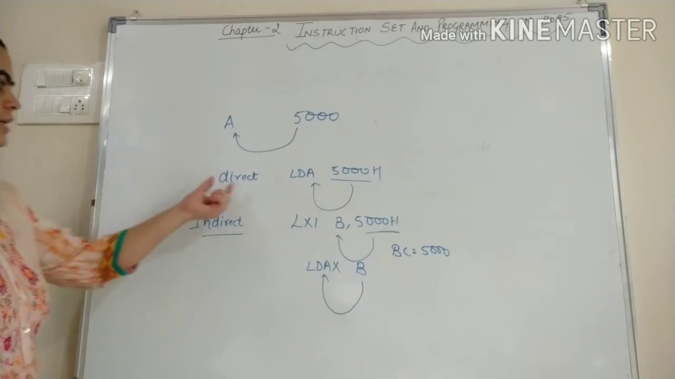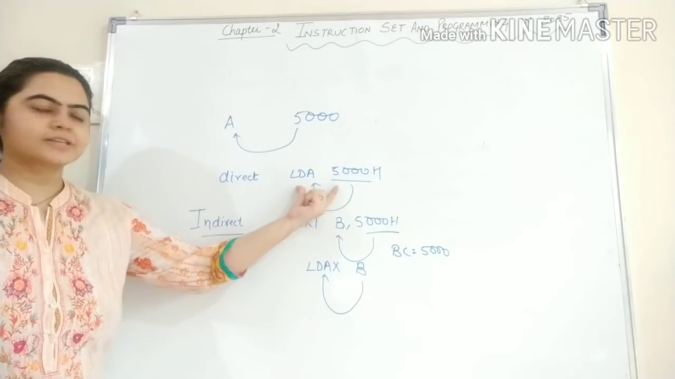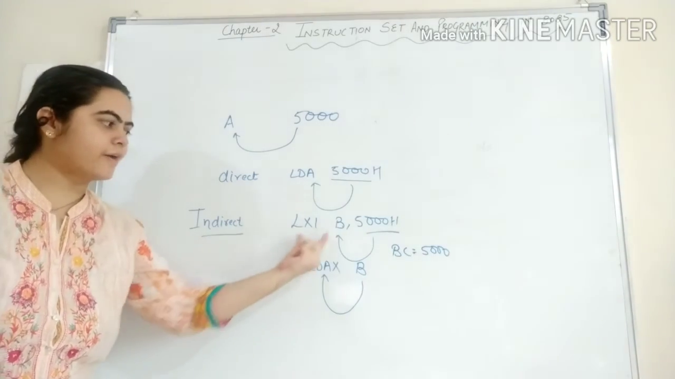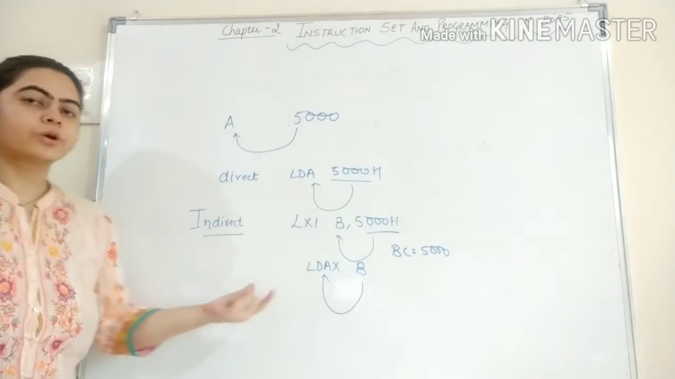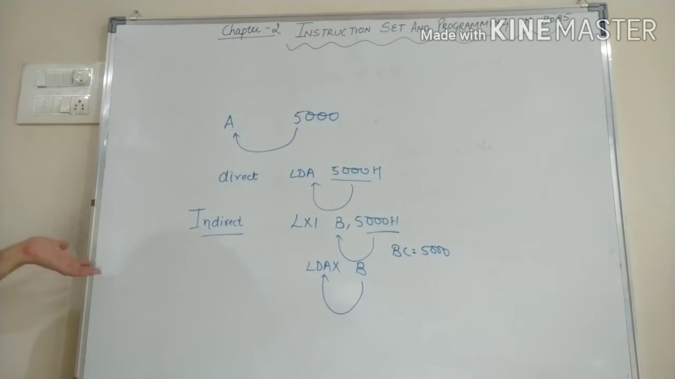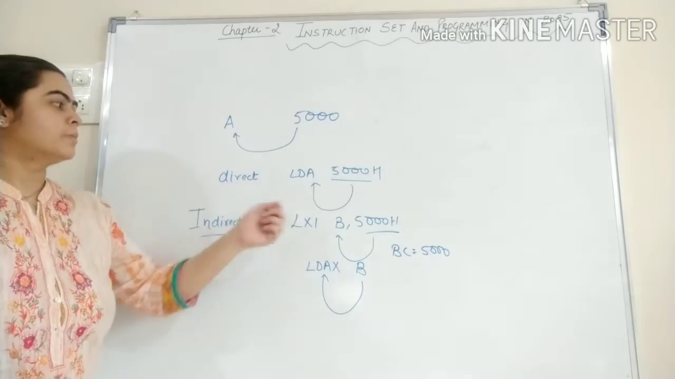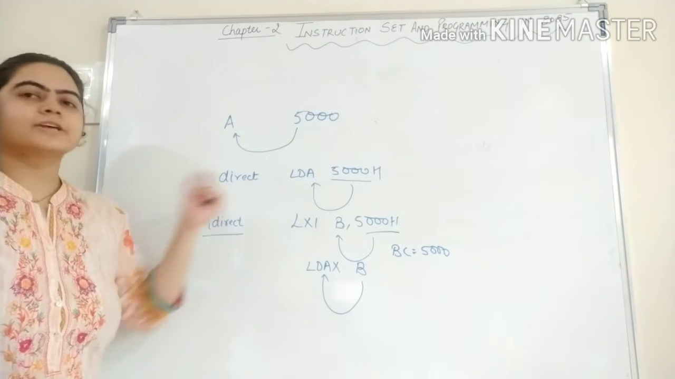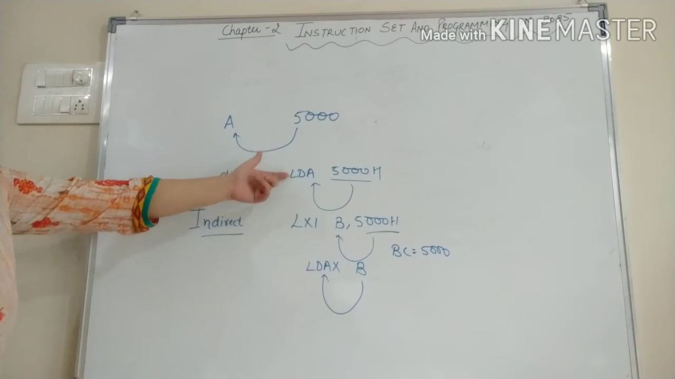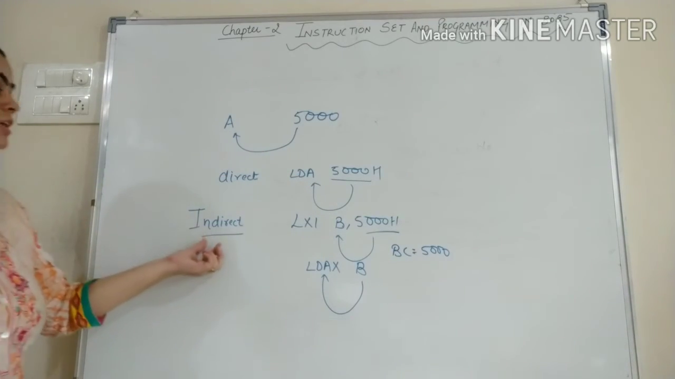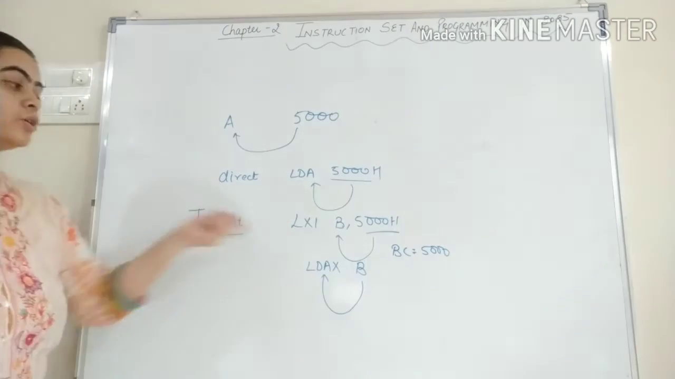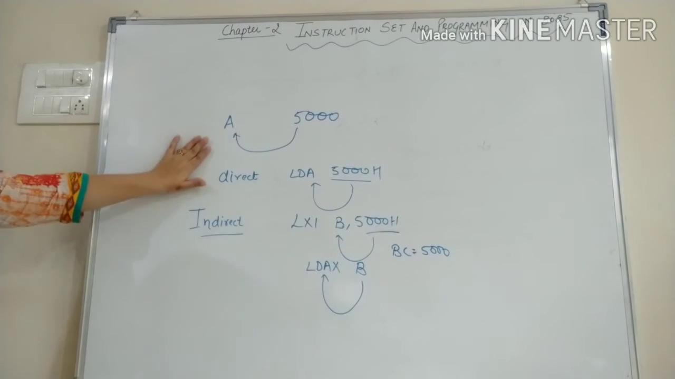Okay, so in the direct case we can write a single command, but in the indirect case we have to write these two commands. So now you will say, ma'am, in case of direct addressing mode it is simple because we have to write only one instruction, and in case of indirect, we have to write two instructions to perform the same thing.